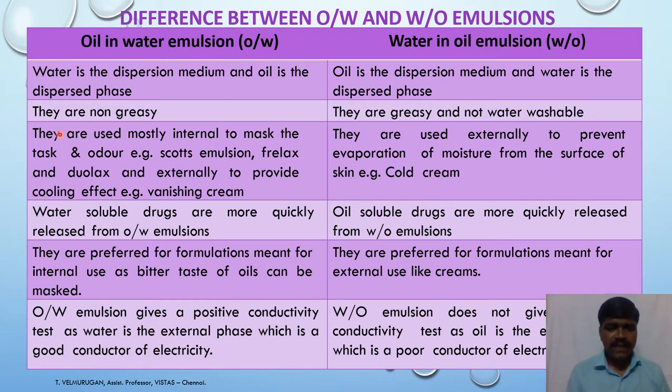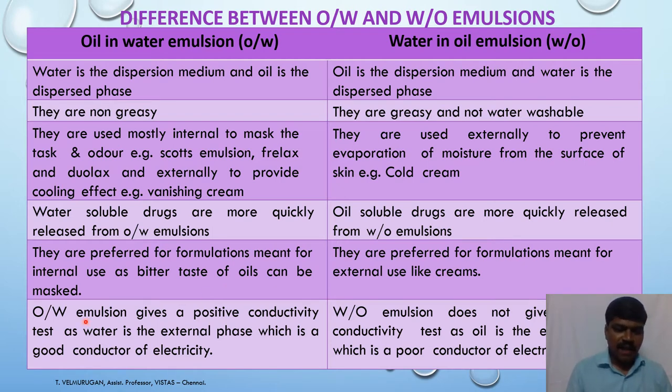Next, water-soluble drugs are more quickly released from oil in water type of emulsion. Why? Because water is the continuous phase. So water-soluble drugs are more quickly released from the oil in water type of emulsion. Then they are preferred for formulations meant for internal use, as the bitter taste of oils can be masked. Just now I taught you that.